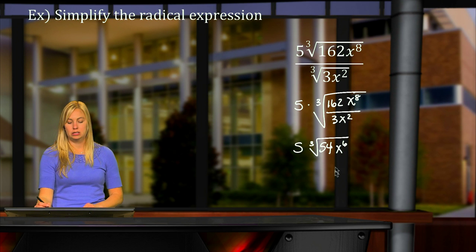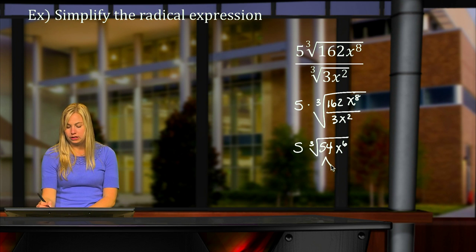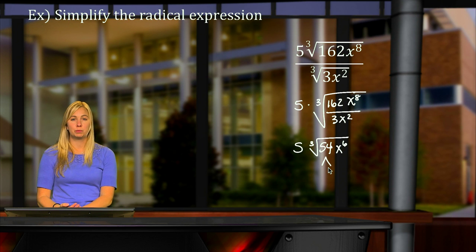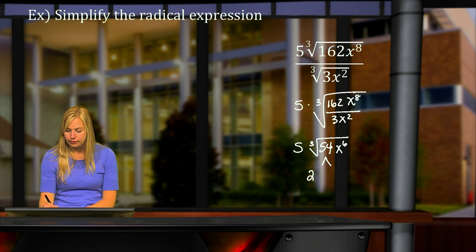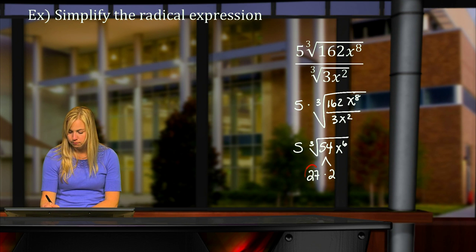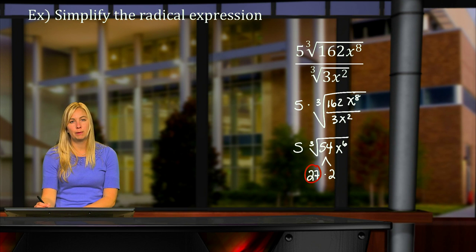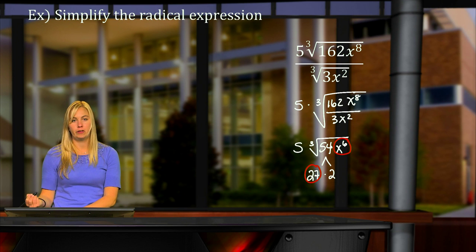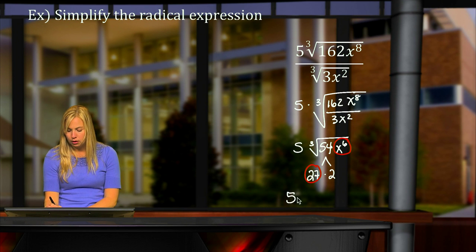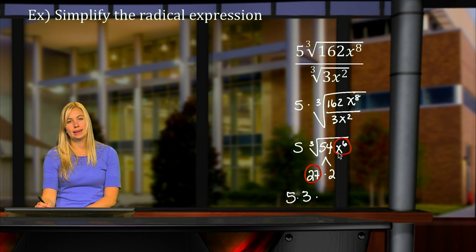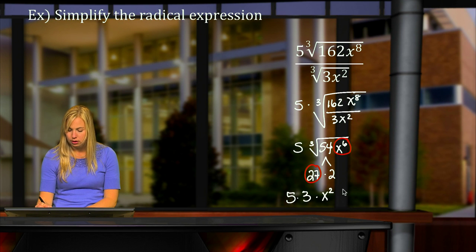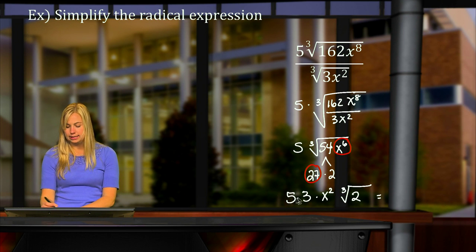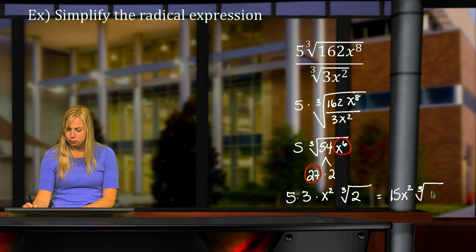Now we start simplifying this radical. The factors of 54, we're looking for the largest perfect cube that's a factor of 54, which is 27, and it's 27 times 2. And x to the 6th, since my exponent is a multiple of 3, this is a perfect cube. So simplifying, the cube root of 27 is 3 times the cube root of x to the 6th is x squared. And what's left underneath the radical is the 2. Now we want to clean this up. 5 times 3 is 15. X squared times the cube root of 2.